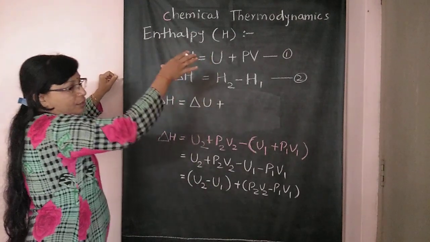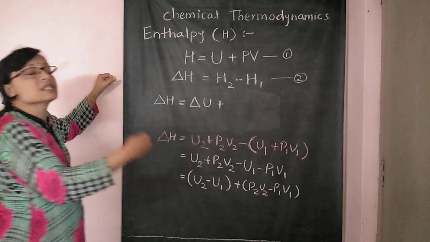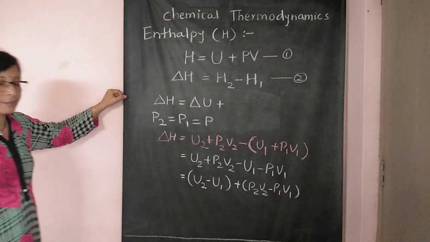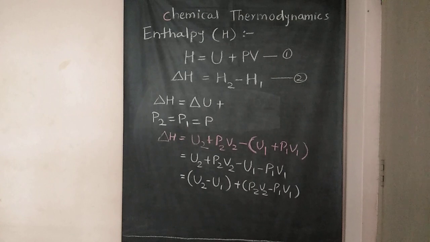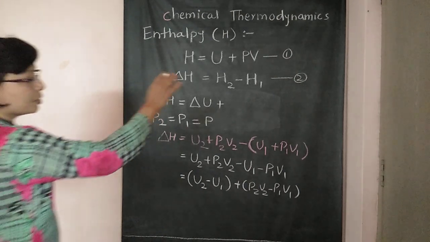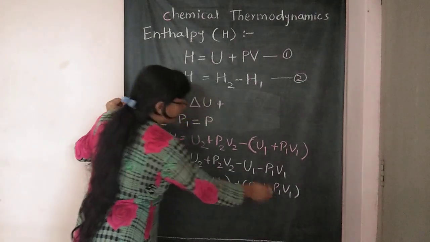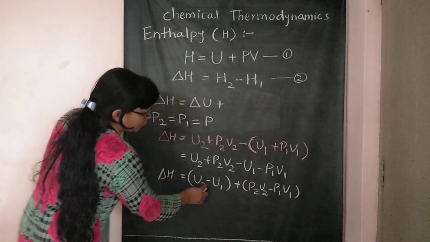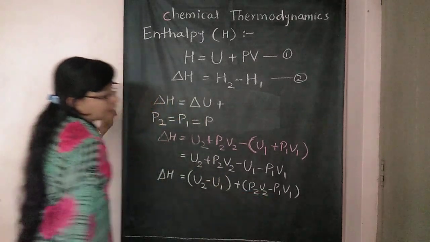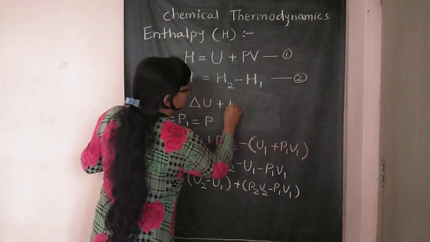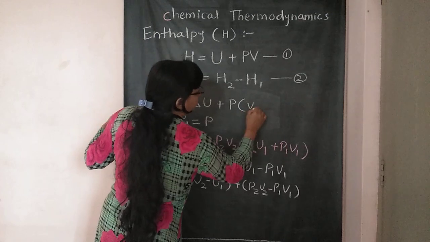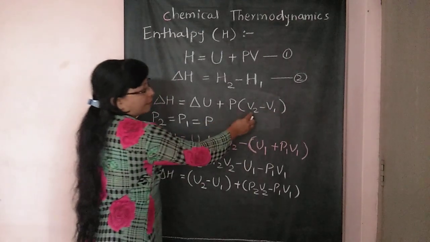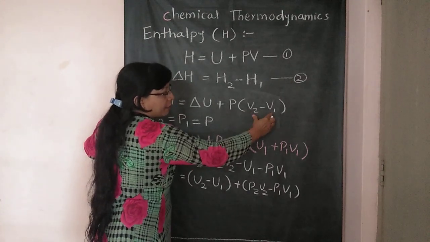But when the reaction or system is carried out at constant pressure, then P2 is equal to P1 is equal to P. So in the last step, delta H is equal to U2 minus U1, that is delta U, plus in the bracket we substitute this value. This becomes P into V2 minus V1, but V2 minus V1 is delta V. V2 is the final volume and V1 is the initial volume, and their difference is delta V.